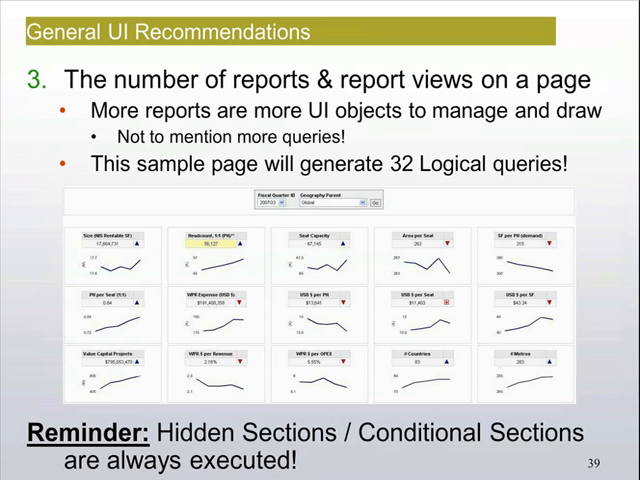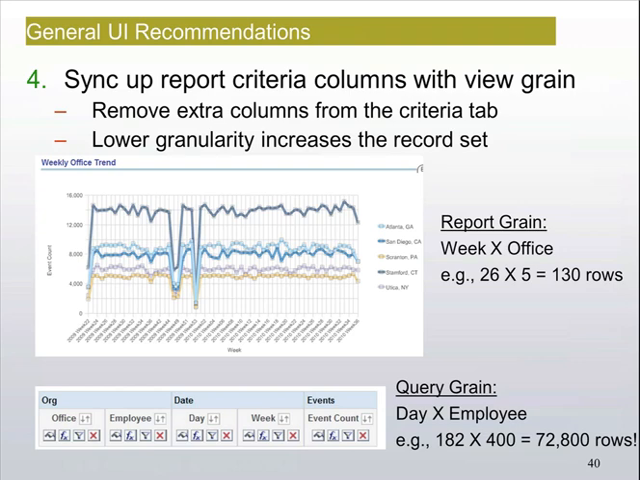Number 4 is a very important one, and I see this quite a bit. This is something that I like to do as kind of a review of the reports that have been built as we go into a QA. Make sure the granularity of your output and the granularity of your criteria tab are in sync. Because if they're not, OBI and the Oracle database can be doing a lot more work. So if this is our output, this weekly office trend, the granularity of this query is week and office. Okay? It's going to trend different offices across various weeks.